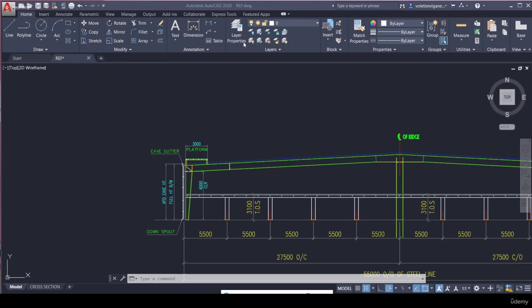Right. We can conclude now. Any other questions? Shall we design a PEB structure in ETABS instead of STAAD? Yes. Why not? We can do it for sure.